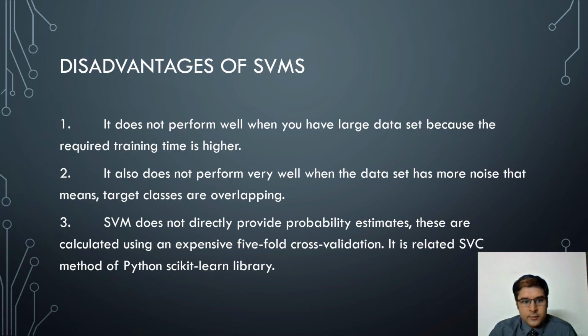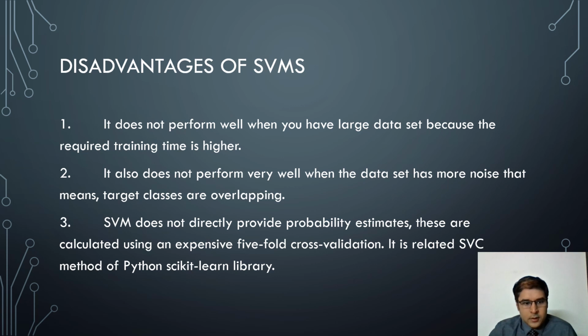Disadvantages of support vector machines are discussed in this slide. It does not perform well when we have a large dataset because the required training time is higher. It also does not perform very well when the dataset has more noise. That means target classes are overlapping. So when target classes are overlapping more and there is more noise in the dataset, it is very difficult to classify them.